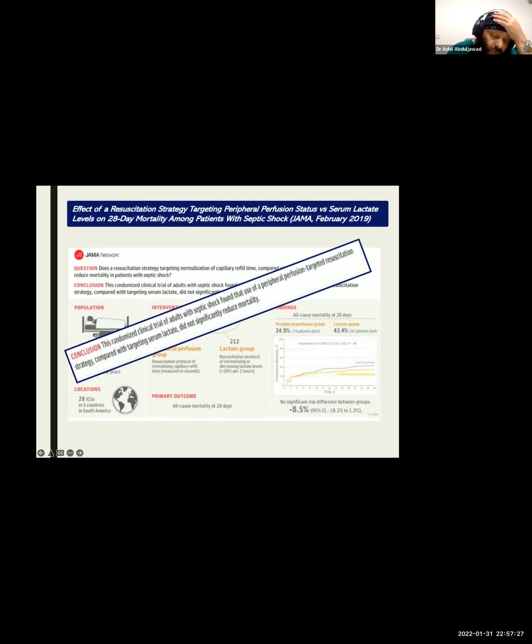It was a randomized controlled trial in adult patients with septic shock, and they found that the use of peripheral perfusion targeted resuscitation, one of the endpoints of resuscitation, compared to the serum lactate, did not significantly reduce the mortality.